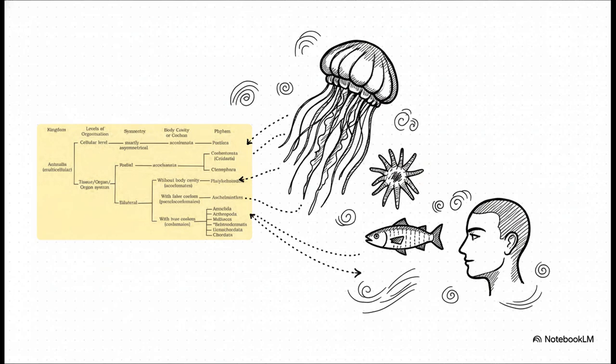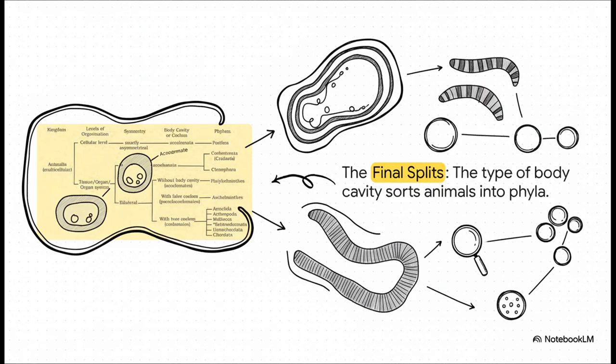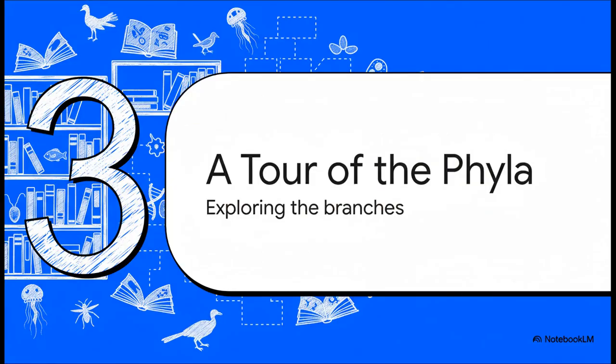Now, after we've set the sponges aside on their own branch, the next big split comes from symmetry. All the radially symmetrical animals, think jellyfish and sea anemones, they branch off here, and that leaves this one enormous group of bilaterally symmetrical animals. And this is where that internal body cavity, the coelom, comes back into play. It's the final piece of the puzzle for sorting this huge group. Whether an animal has a true coelom, a false one, or none at all, that's what determines which major group, or phylum, it belongs to. What you end up with is this beautifully organized library of life, with each major phylum getting its own shelf.